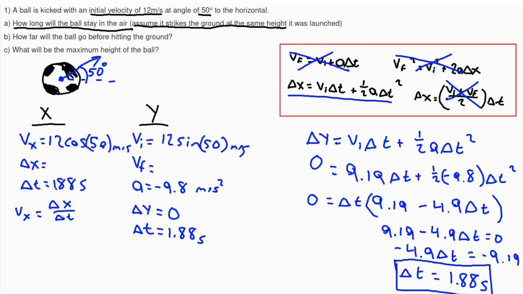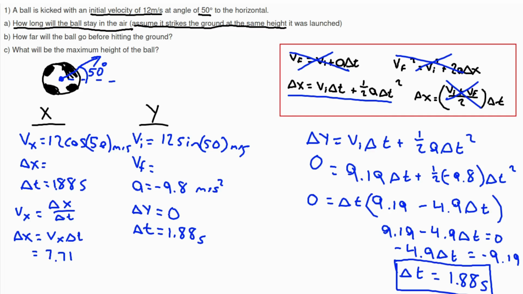So then now let's solve for delta x. So when we do that, we get delta x equals Vx delta t. Now let's plug in. So Vx, that's going to be 12 cosine 50, which is going to be 7.71. So let me put that in.